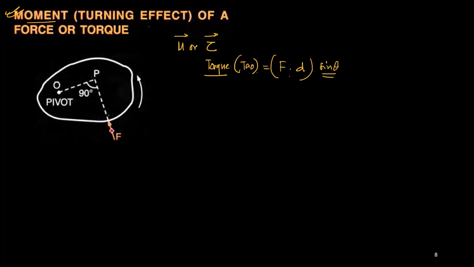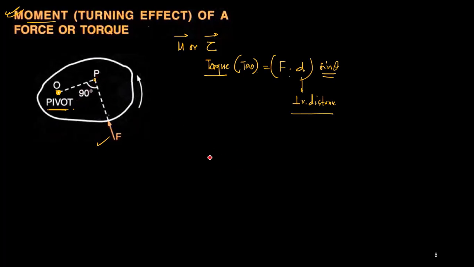Now what is F? F is the applied force. Now what is D? D is the perpendicular distance. Perpendicular distance of what? Perpendicular distance between the point O. O is the point called the pivot, and P is the point through which the force is being applied. So between O and P, what is the perpendicular distance that you have to calculate?